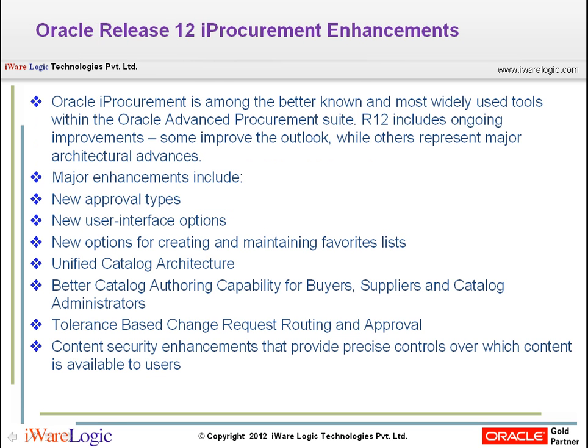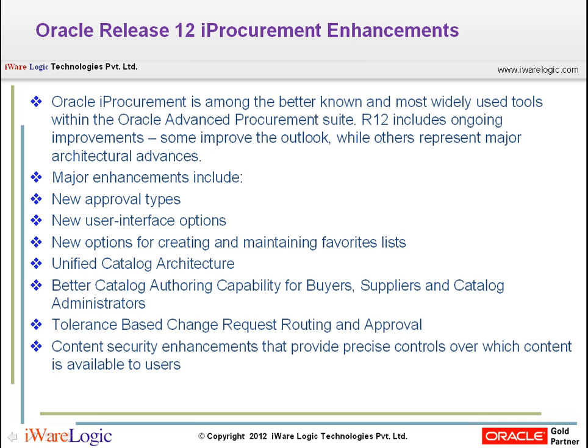Oracle released R12 iProcurement enhancements. Oracle iProcurement is among the better known and most widely used tools within the Oracle Advanced Procurement Suite. Now, Oracle iProcurement is a member of the Advanced Procurement Suite family. R12 includes ongoing improvements. Out of that, some improvements are related to the look and feel, some are major architectural advances.